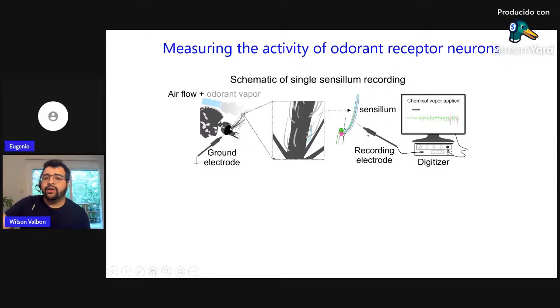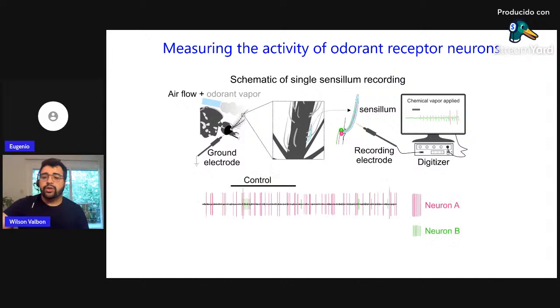This electrode is going to make contact with those two neurons, neuron A and neuron B. Neuron A in pink and neuron B in green. Once the electrode is making contact, we apply the compound to see if you can see the response. This is slightly different from EAD. Here we are measuring the action potential of those two neurons, not the response of the whole antenna.